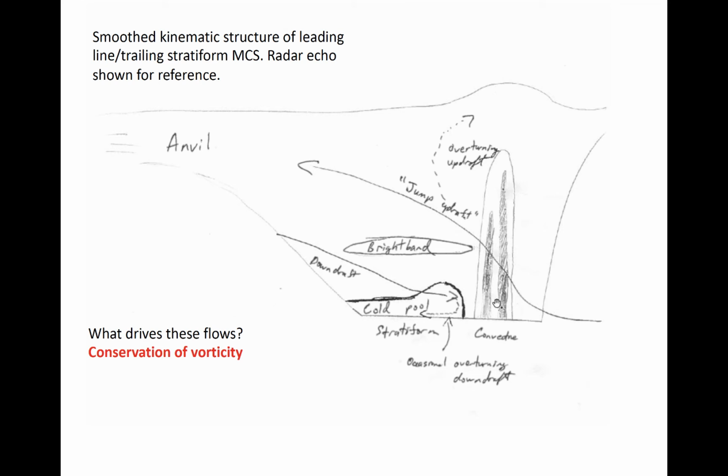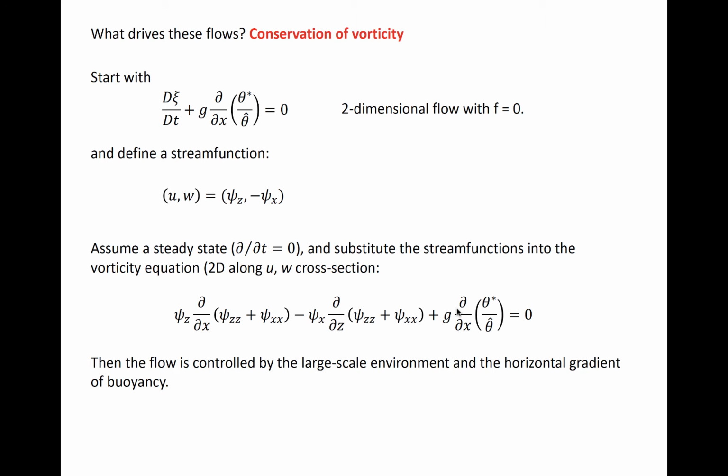Conservation of vorticity drives these major flows in the stratiform region. We can show this by starting with the vorticity equation for two-dimensional flow, shown here. Theta star, in this case, represents a perturbation from an environmental mean. Given the small spatial scale, we can neglect the Coriolis effect.